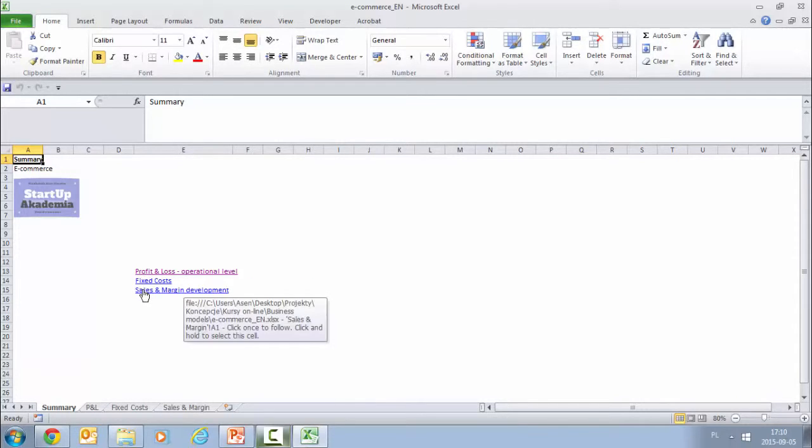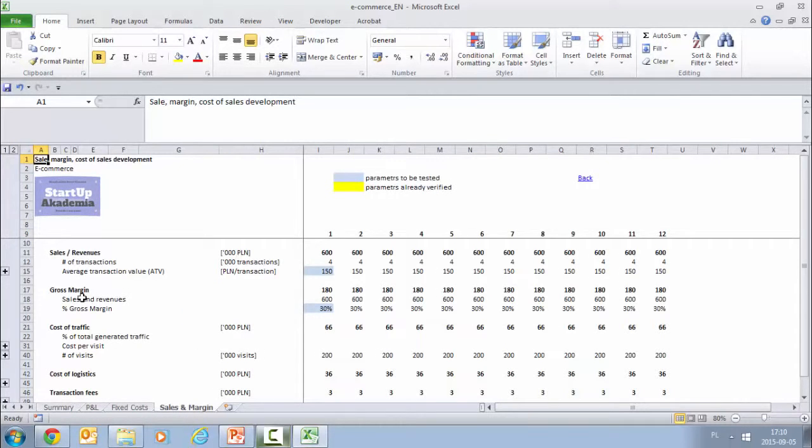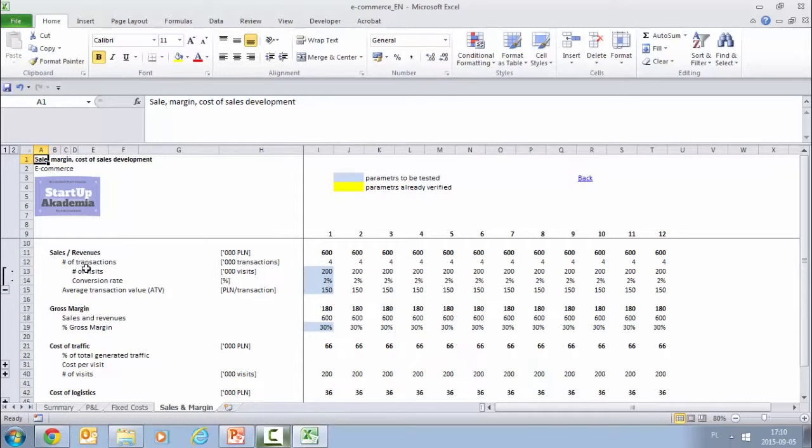So we start with the sales and margin development. Here we're gonna go exactly as we did in the PowerPoint intro. So we start with the number of visits, which is in period 1. We actually give it by months. It's 200,000 visitors. Just to remind you, blue means that we haven't tested the assumption. So this is something we have to test in the MVP stage, or we have to test it in the very first month.